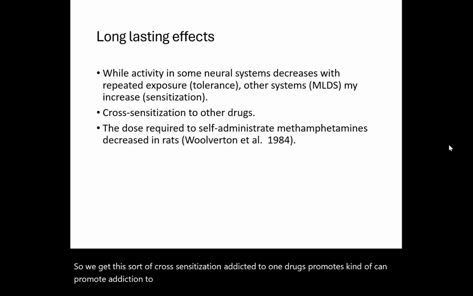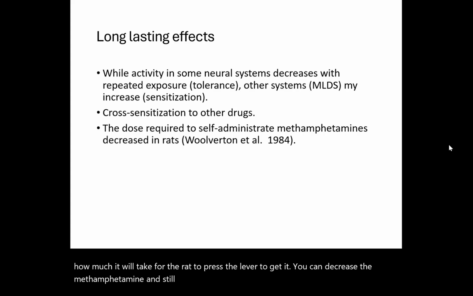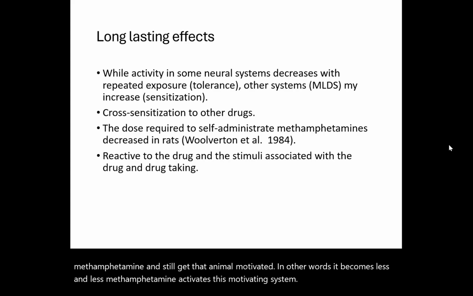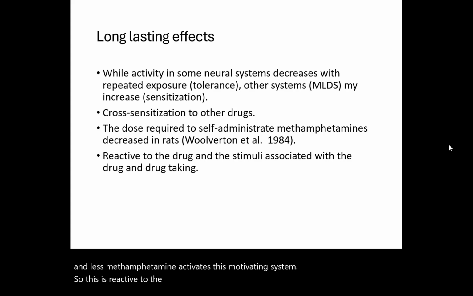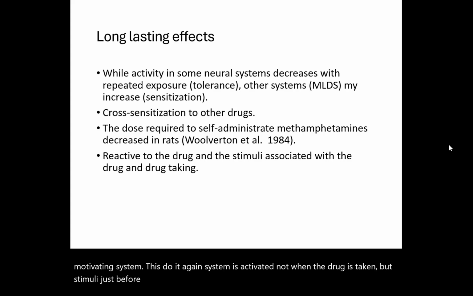The dose required to self-administer methamphetamine, how much it will take for the rat to press a lever to get it, you can decrease the methamphetamine and still get that animal motivated. In other words, less and less methamphetamine is needed to activate this motivating system. So this is reactive to the drug, but also to the stimuli associated with the drug. This motivating system, this do-it-again system, is activated not when the drug is taken, but by stimuli just before or in anticipation of it.